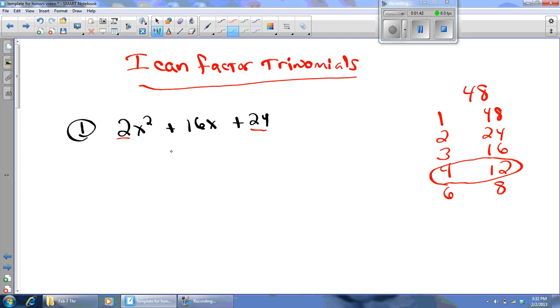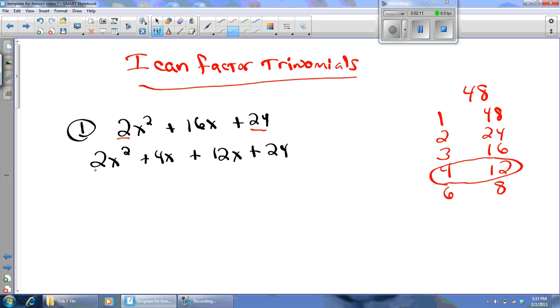What I'm going to do is rewrite this trinomial as a polynomial with 4 terms. I'm not going to write 16x. I'm going to break the 16x up into a 4x and a 12x. So I'm going to go 2x squared plus 4x plus 12x plus 24. And now I'm going to treat this like a problem that we factor by grouping.